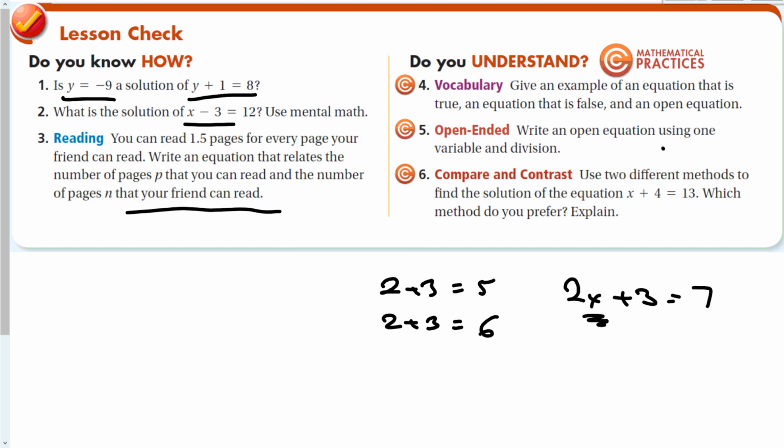Next one, pretty straightforward. Write an open equation using one variable in division. Could be anything. And use two different methods to find the solution of the equation. x plus 4 is 13. I would say use mental math because that's a pretty simple equation. Hopefully you see that it's 9. Using a table you could use, but that would maybe take too long.